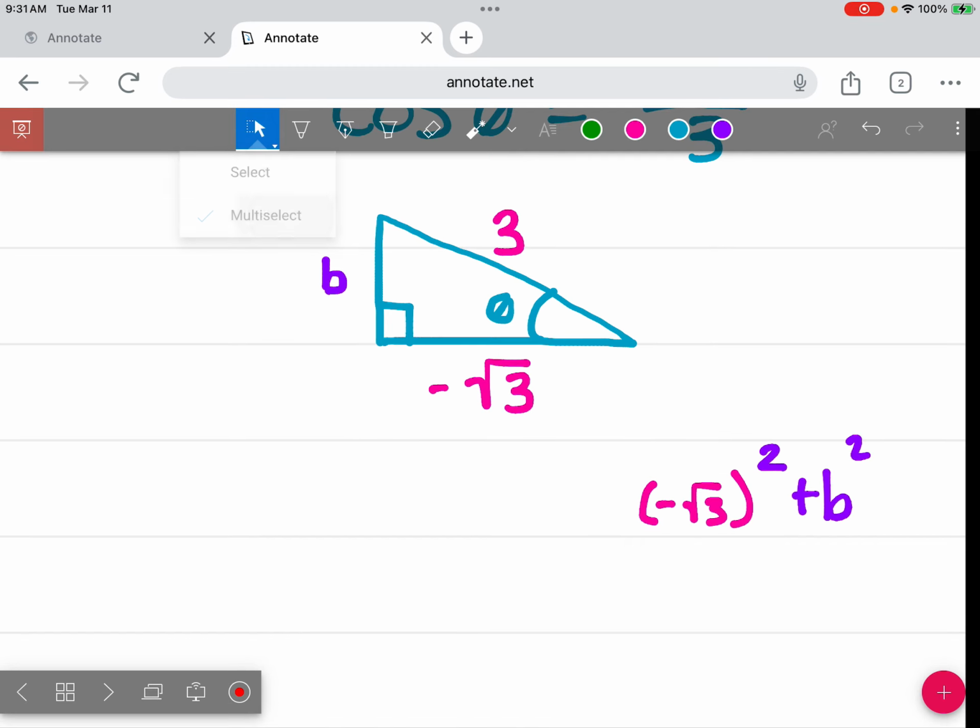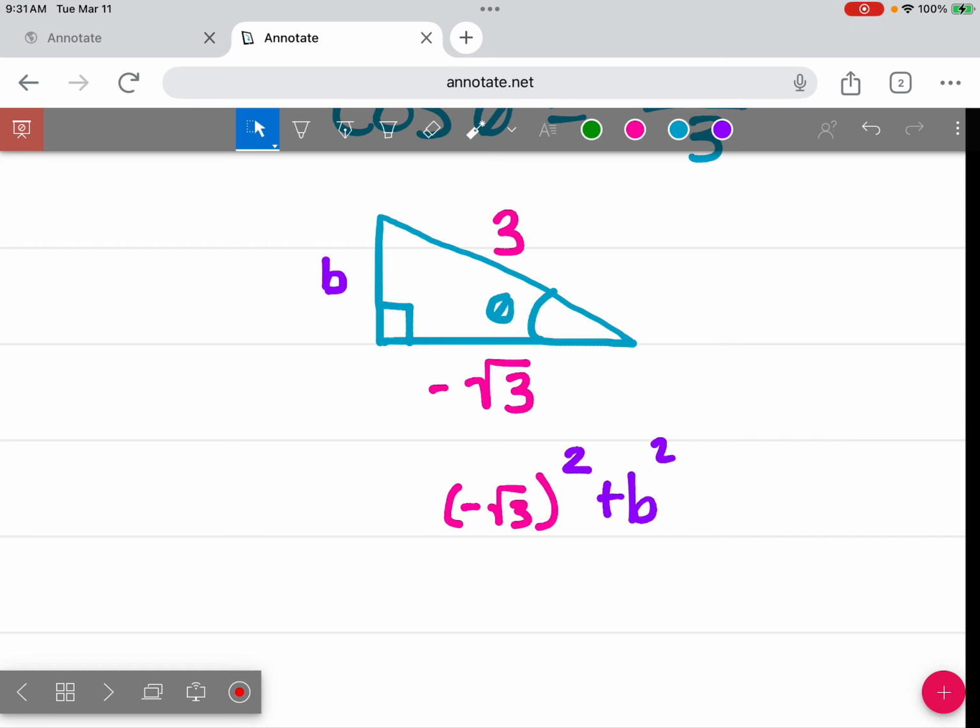Oh, I'm way too close to the edge right there. Hold on a second. Let me squeeze this over.